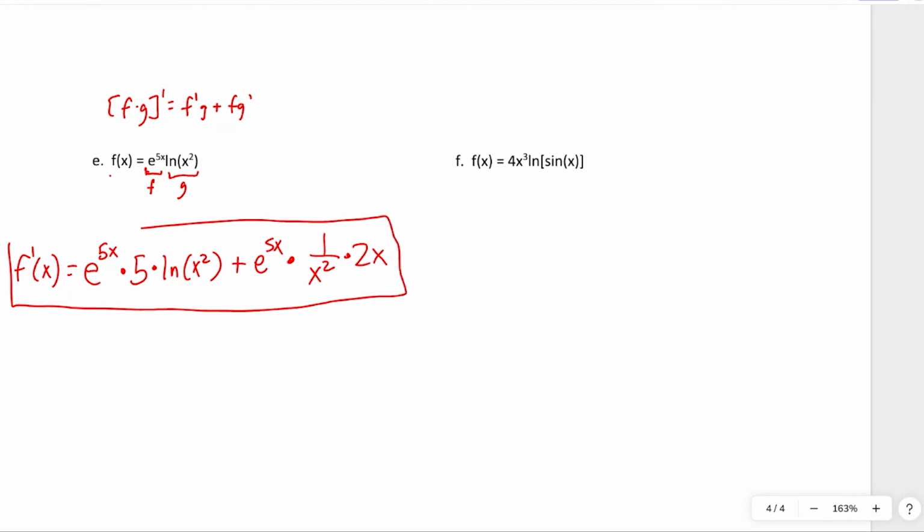Well, it was not as bad as I was expecting it to be. So maybe I'll make a note here just for future reference. The way we did this is we used the product rule.